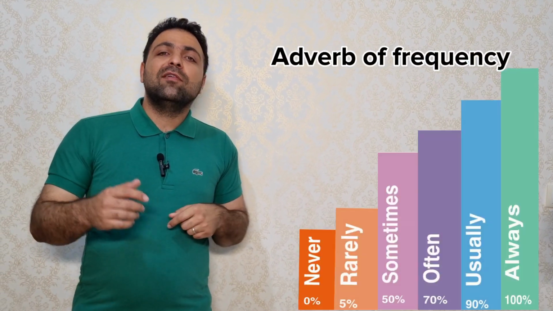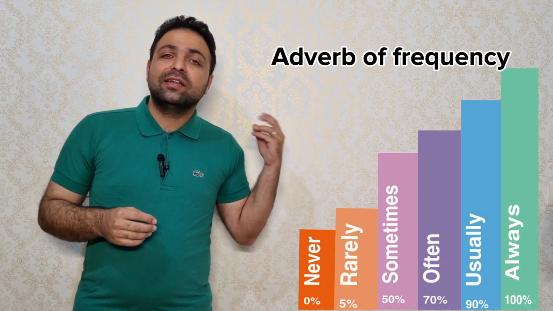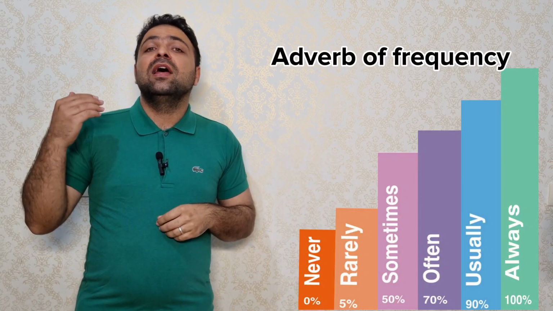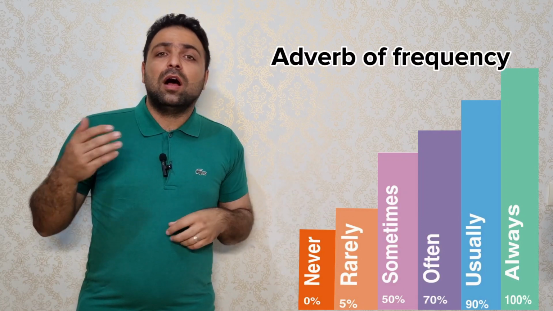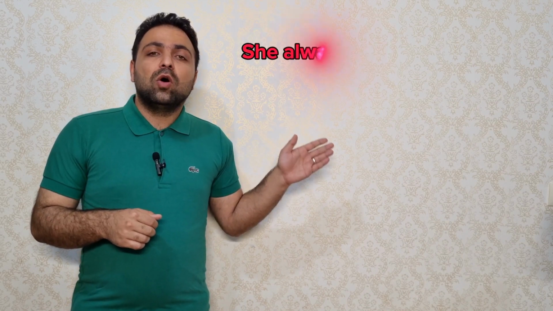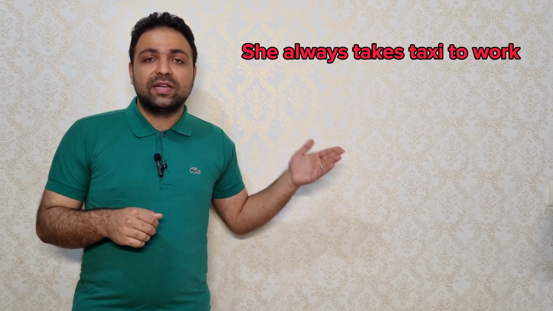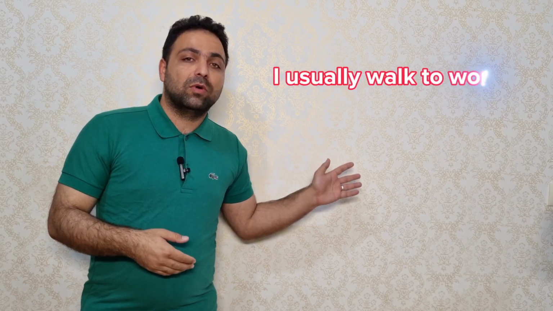And the last one is coming with the adverbs of frequency. I mean, if we have always as 100%, we have never as 0%, and then rarely, sometimes, often, usually, and finally we have always. Let's give you an example. She always takes taxi to work. How do you go to work? You can say, I usually walk to work.